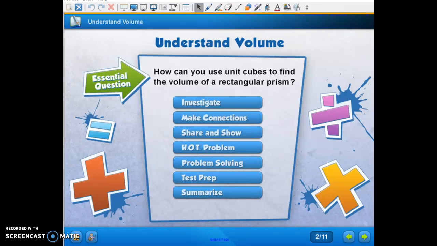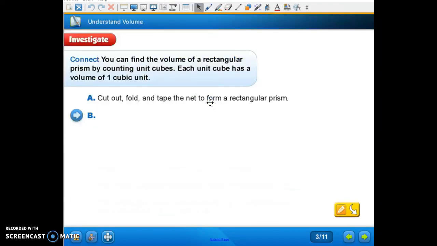Okay, today we're looking at lesson 11.7, understanding volume. How can you use unit cubes to find the volume of a rectangular prism? You can find the volume of a rectangular prism by counting the unit cubes. Each unit cube has a volume of 1 cubic unit.